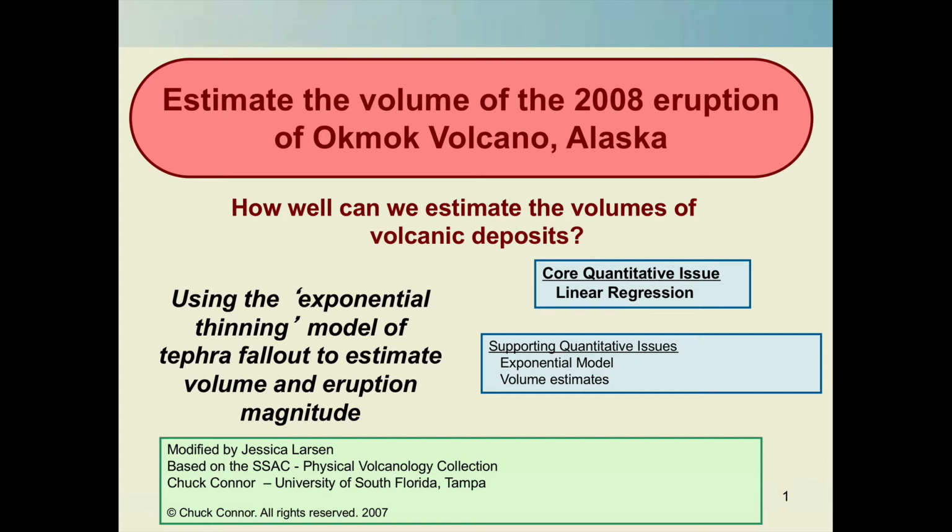So with this module, you're going to be using an exponential thinning model of a pile, and you're going to estimate tephra fallout volume, and then you're going to do a simple isopleth map exercise that'll allow you to estimate column height. From that information, you're going to be able to estimate the VEI scale of this eruption and recent eruption from an Alaskan volcano.